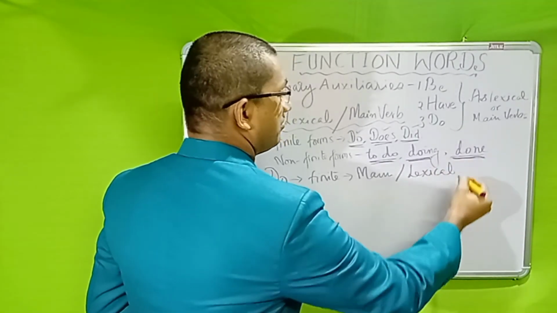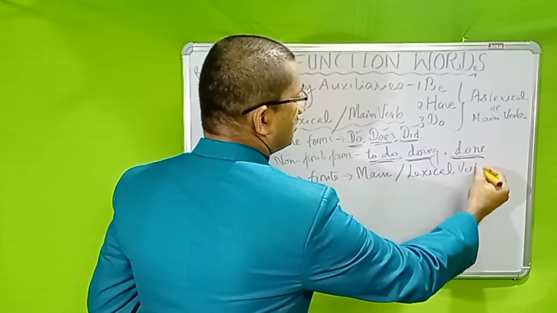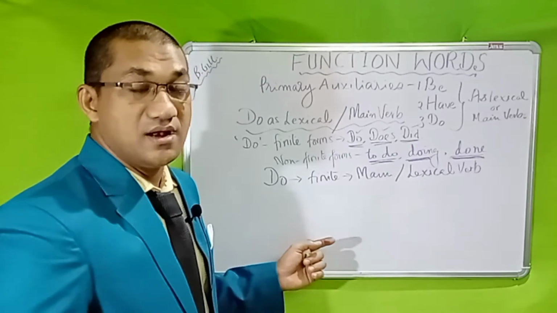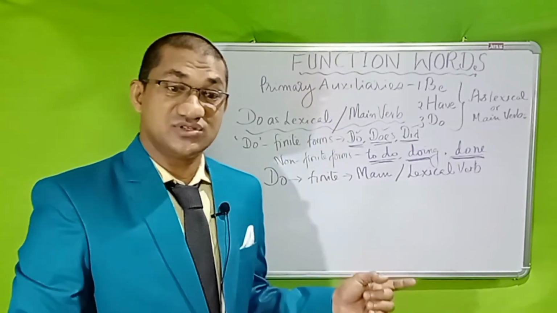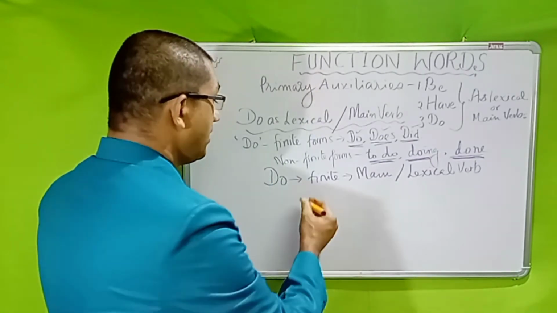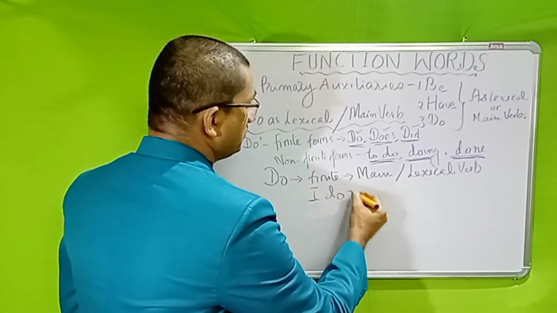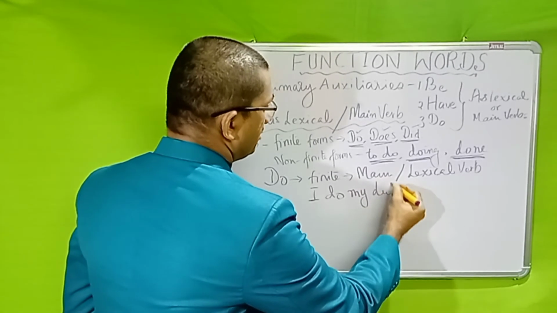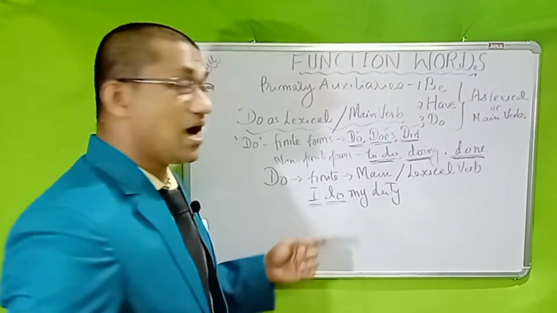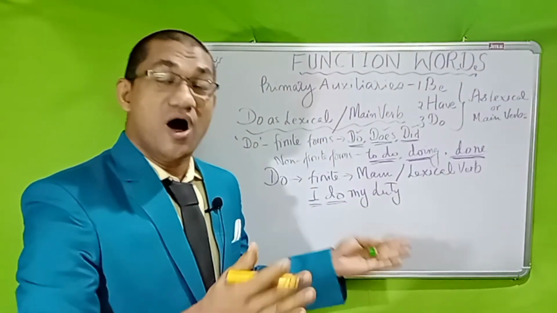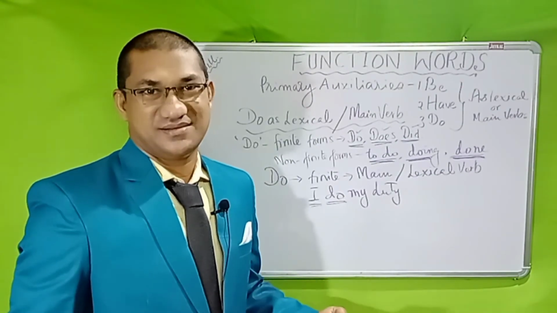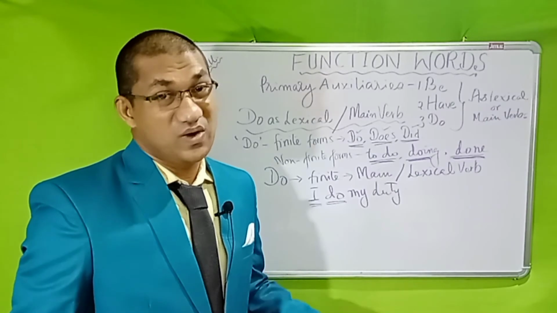All these are the same. The main verb and the lexical verb are verbs that agree with the subject in number and tense. We say, I do my duty. We do our duty. I do my work.